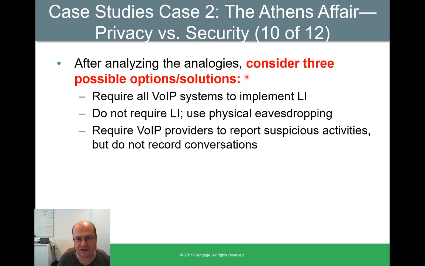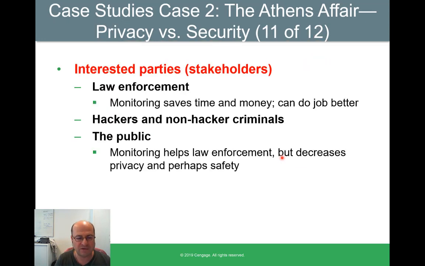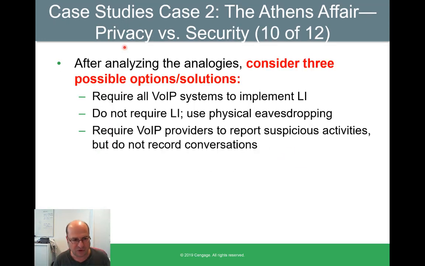Now, after analyzing the analogies, we consider 3 possible options or solutions. We can require all voice over IP systems to implement lawful intercept, do not require lawful intercept and use physical eavesdropping, or require voice over IP providers to report only suspicious activities, but not the full conversation recordings. Okay, once we brought up some key aspects, there are 3 possibilities.